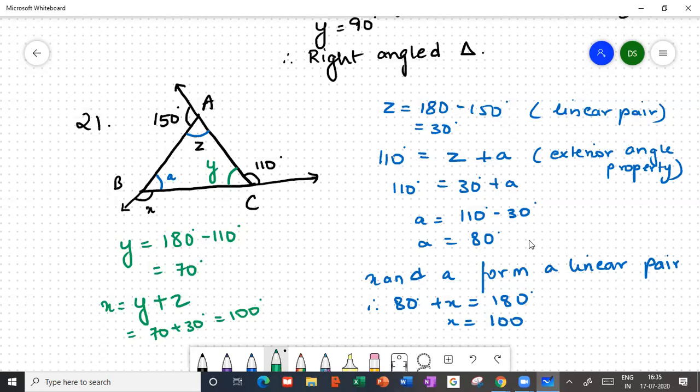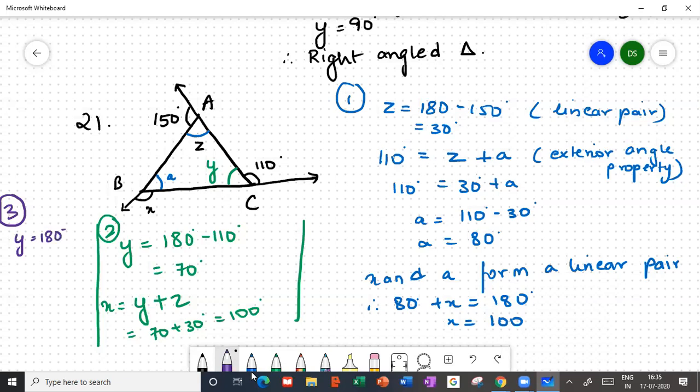But then how will you get A? You will first find y. Then 150 is equal to A plus y. This is the third way. You can make a note of all the three ways and then choose whichever you relate to the most. So y is equal to 180 minus 110, or 70. 150 is equal to A plus y, so A is equal to 150 minus 70, which is 80.